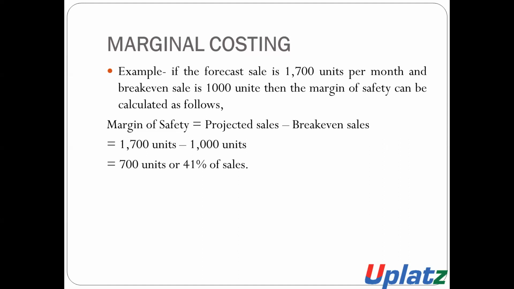The projected sale is 1700 and the break even sale is 1000. Then 700 units are to be considered as margin of safety on the basis of this formula, which is 41% of sale. So, on the basis of this example, we have discussed how to calculate the margin of safety.